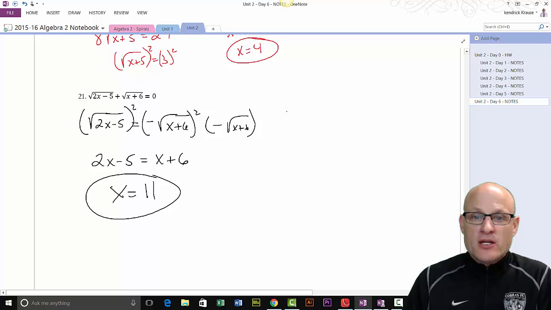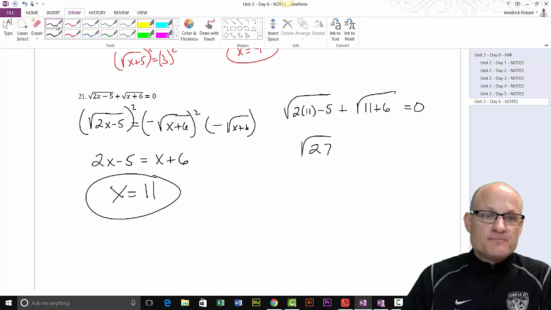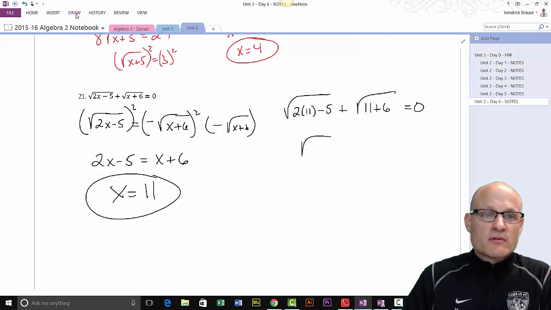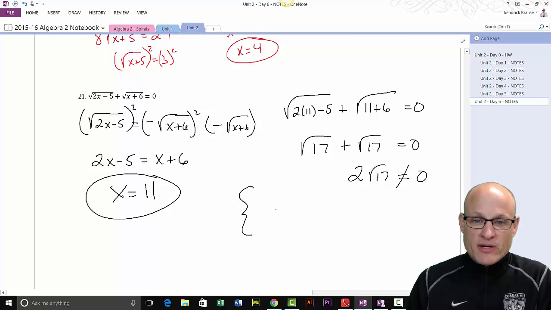So now I got to check my answer. So is 2 times 11 minus 5 plus the square root of 11 plus 6 equal to 0? Well, this is the square root of, let's see, 22 minus 5, that's the square root of 17 plus the square root of 17. Does that equal 0? No, that's 2 square roots of 17. That does not equal 0. So here, my answer is the empty set.